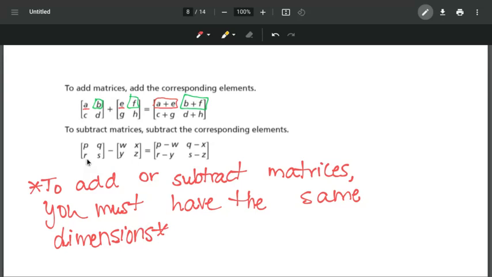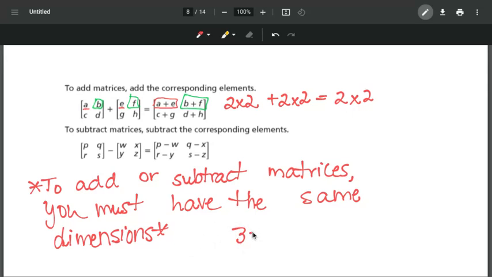So up here, I have a 2-column, 2-row matrix plus another 2 by 2 matrix, and I got a 2 by 2 matrix. Let's write that out. 2 by 2 plus another 2 by 2 is going to give me a 2 by 2. The rows and the columns need to be the same. Now, I don't mean that the rows and the columns need to be the same number. You need to have the same dimensions.